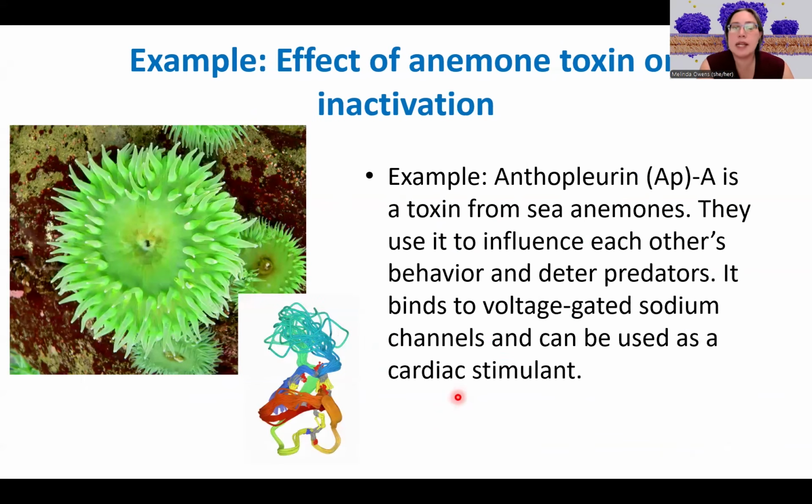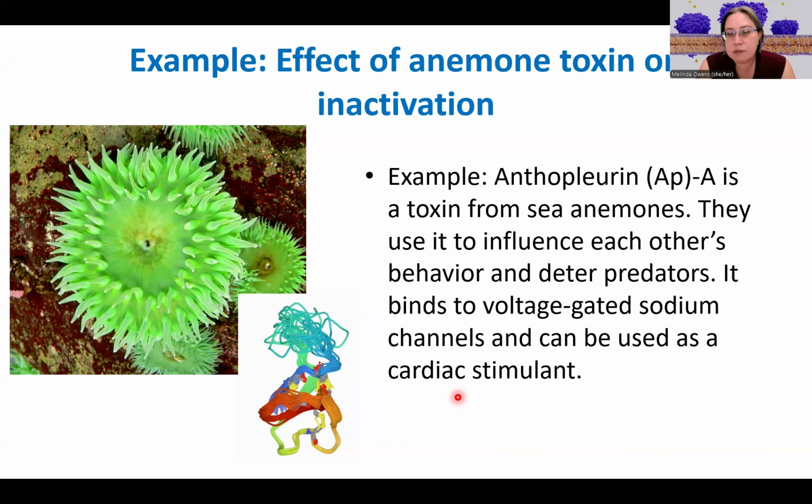Okay, so here is a real life example. These folks were trying to study the toxin APA. It's a toxin from sea anemones, and they release it to signal to each other and also to deter predators. Remember, a sea anemone is just sitting on the ocean floor. It can't really move. It doesn't have any teeth or anything. So it's going to make toxins to try to convince predators that they shouldn't eat it.